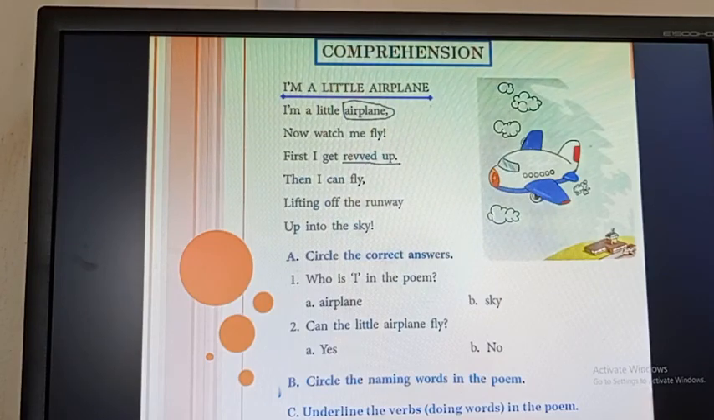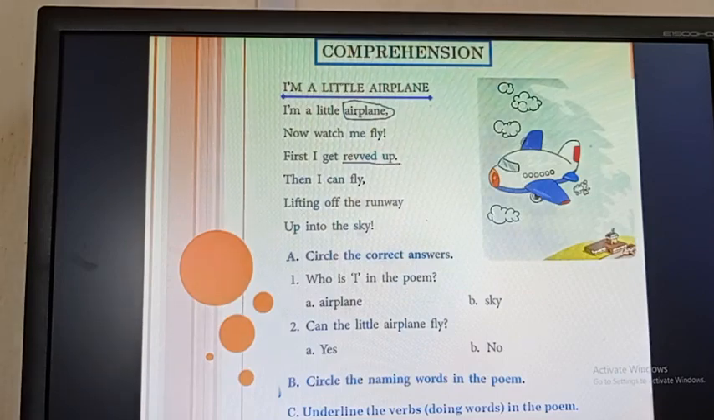Now there are others here. Now watch me fly. Here there is a verb. Here there are two verbs. First I get revved up. There are two verbs. One I have underlined. Then I can fly. Here there is one verb. Okay, you will have to find out which is the one. Lifting off the runway. Here there is one verb. You'll have to find out. Up into the sky. Okay.